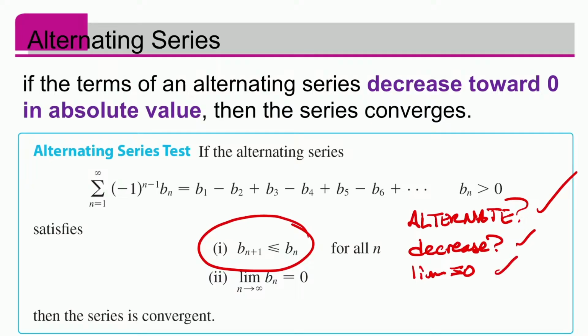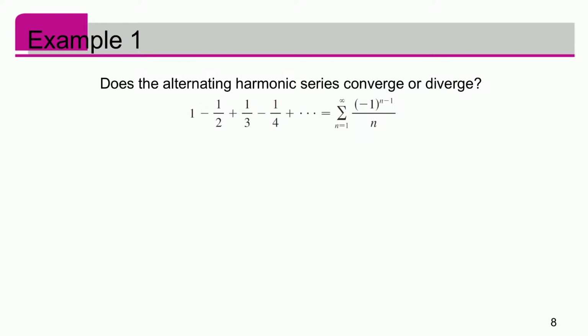Where are my examples? That is an example. Here's an example. Does this alternating harmonic series converge? Let me remind you of the three things you're going to check. Does it alternate, which means, is it positive, negative, positive, negative? Anytime you have this in your series expression, you're alternating. So yes, this is a yes.